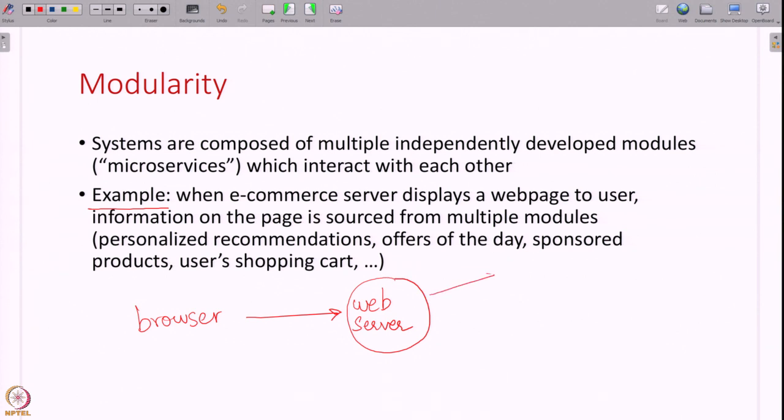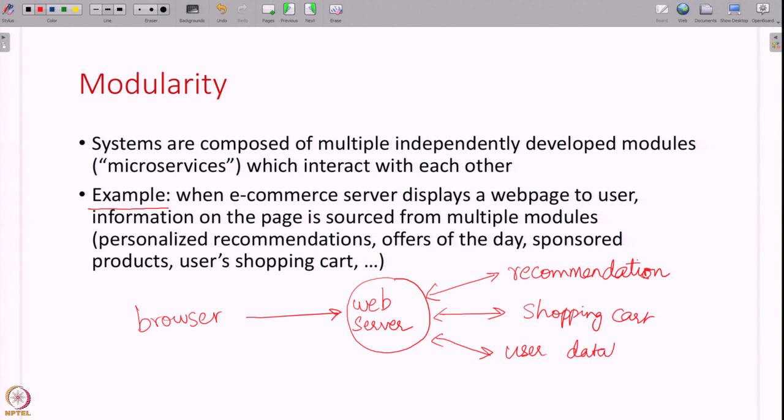For example, there could be another server that is generating recommendations. This user has purchased these items in the past, and this time he is likely to purchase these items. So, somebody else is doing the recommendation. The web server will get the recommendations from one server, or there could be another server that is serving the offers of the day, another server that is doing sponsored products, maybe another server maintaining your shopping cart, and another server that has all your payment and billing information. There is a user database.